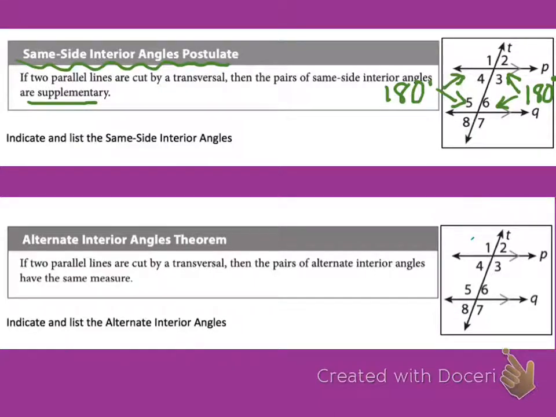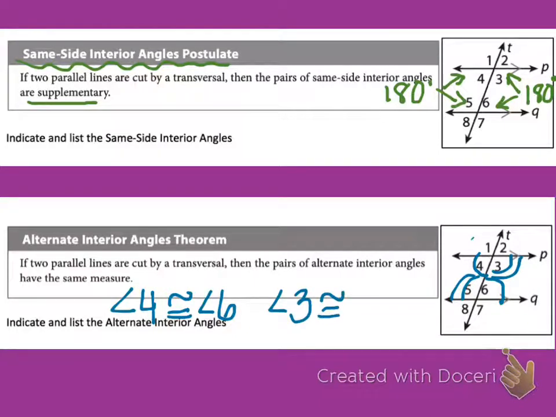So alternate interior would be your 4 and your 6 and your 5 and 3. What this says is still the same relationship as alternate exterior, except it's saying that the alternate interior angles are equal. So I could mark these as being equal. I could say angle 4 and angle 6 are equal. So angle 4 is congruent to angle 6. But then also these angles over here, 3 and 5, are equal to each other. Angle 3 is congruent to angle 5.